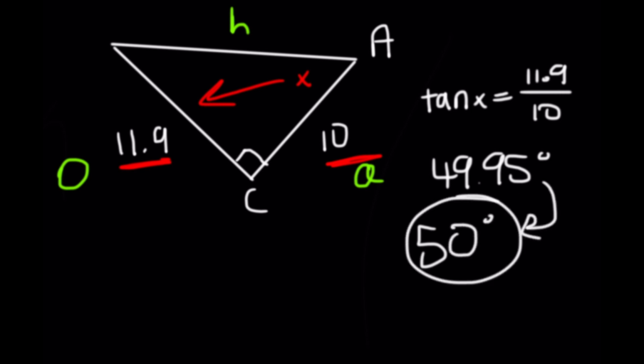We're going to assume that we round to the nearest tenth in these kinds of problems. If it doesn't say anything, I usually just round to the nearest tenth. So x equals 50 degrees.